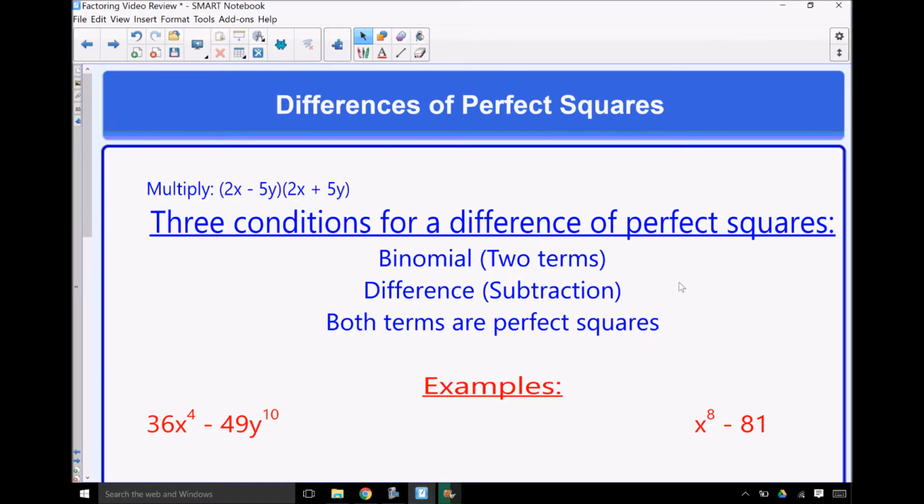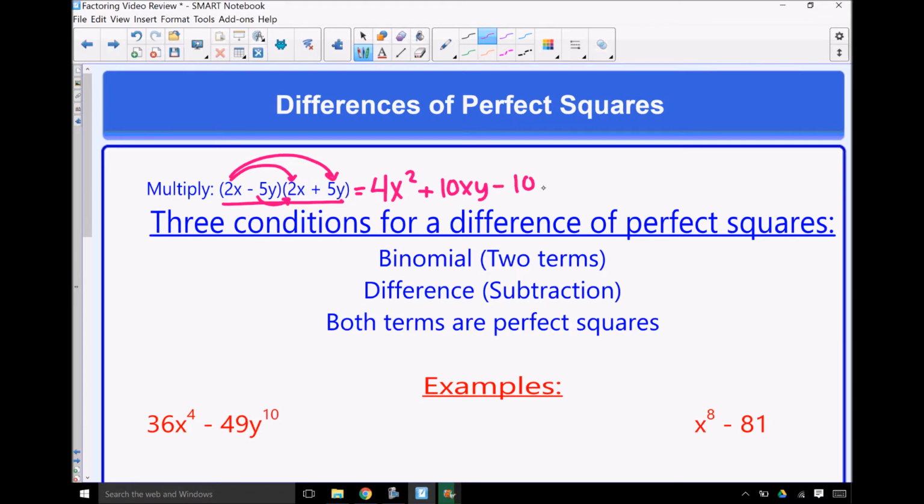All right, now we're going to talk about differences of perfect squares, but before we do anything at all, I just want to go through and remember how to multiply 2x minus 5y by 2x plus 5y. So we can FOIL this, right? So I'm going to multiply 2x by 2x, and I end up getting 4x squared. And I don't need brackets. So I end up getting 4x squared, and then 2x times 5y ends up giving me positive 10xy. Negative 5y times 2x is negative 10xy, and then negative 5y times positive 5y gives me negative 25y to the power of 2.